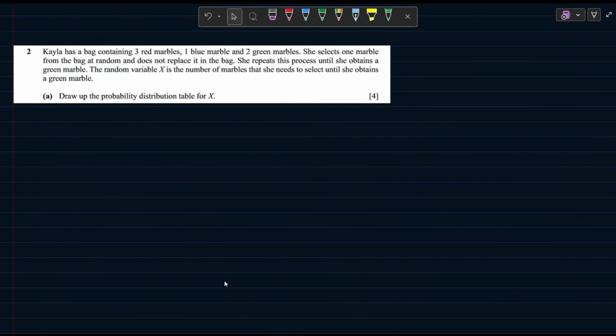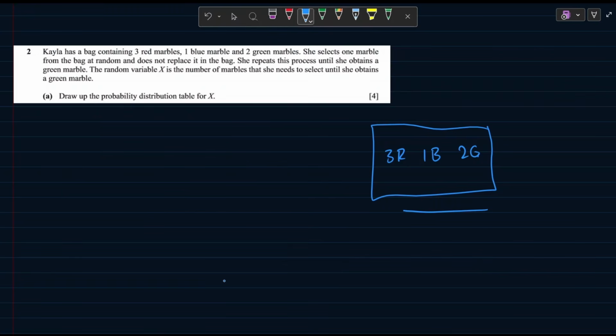Question number 2. Kayla has a bag containing 3 red marbles, 1 blue marble, and 2 green marbles. Okay, so Kayla's got a bag with 3 red, 1 blue, and 2 green. She selects 1 marble from the bag at random and does not replace it in the bag. She repeats this process until she obtains a green marble. The random variable x is the number of marbles that she needs to select until she obtains a green marble. Part A. Draw up the probability distribution table for x.